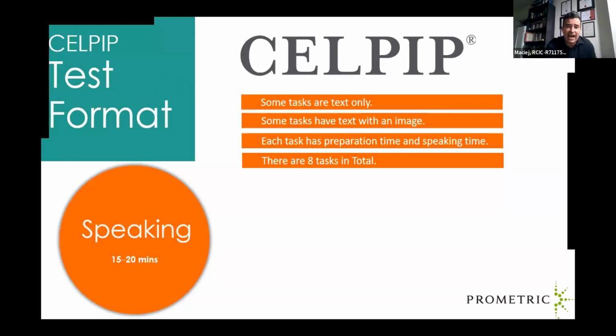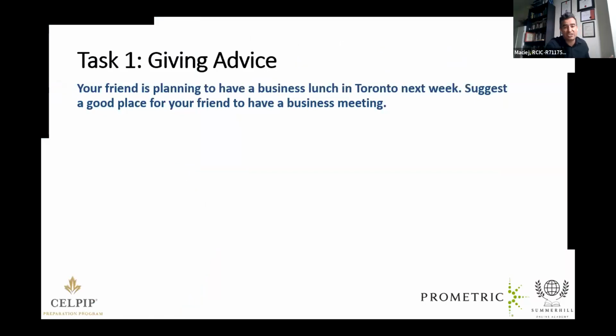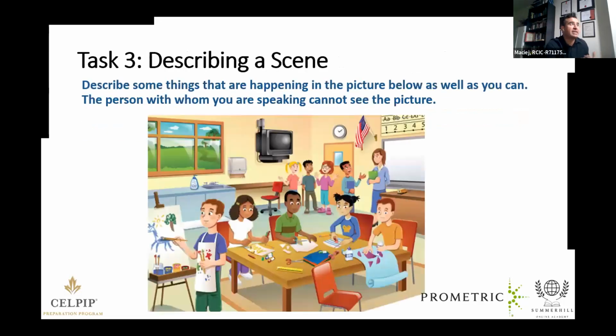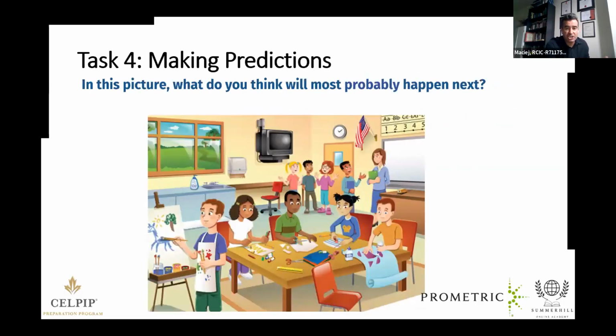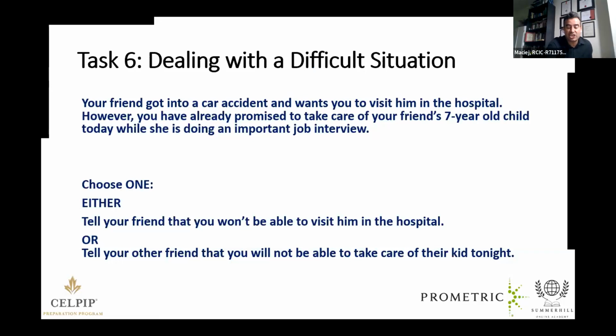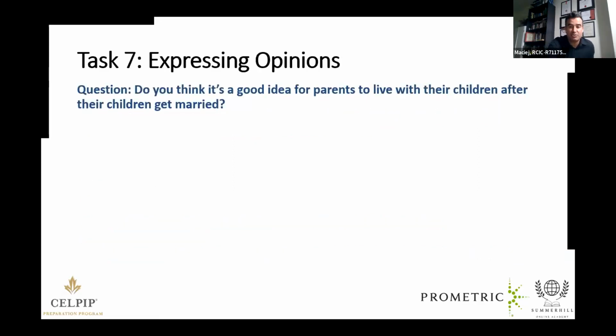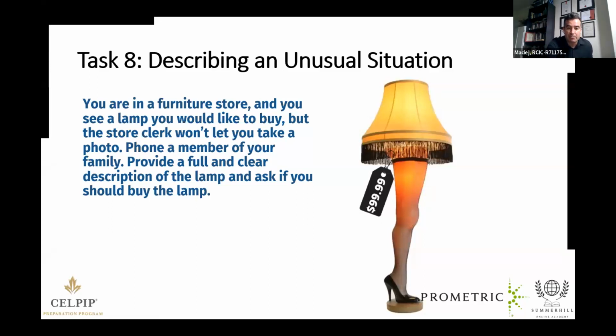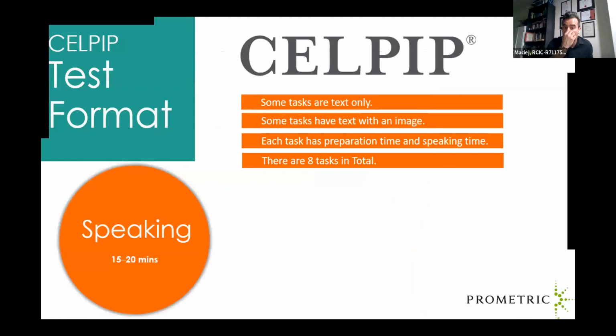And also I would say that unlike IELTS, which is more accuracy based, more accuracy in terms of your language, the CELPIP asks you to complete the tasks. So you have a task to give advice, talk about personal experience, describe a scene, make predictions about a scene, compare and persuade, and deal with a difficult situation, like in the office. This actually is one of the easiest questions in CELPIP speaking. And expressing an opinion, and finally describing an unusual situation. But basically, most of these tasks are based on your ability to express yourself or complete the task. Unlike with IELTS, it's more about language accuracy, in addition to completing the task.